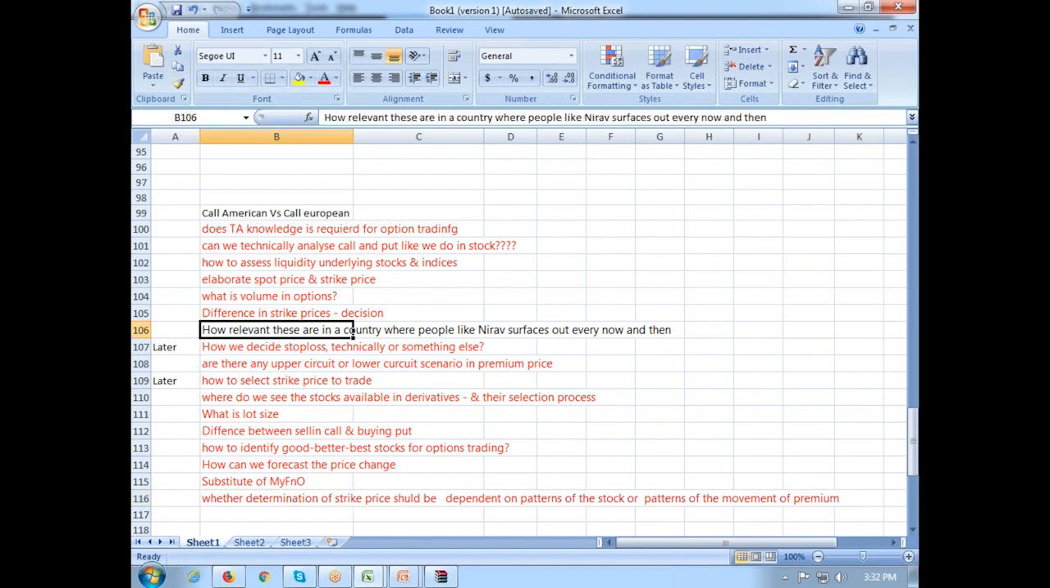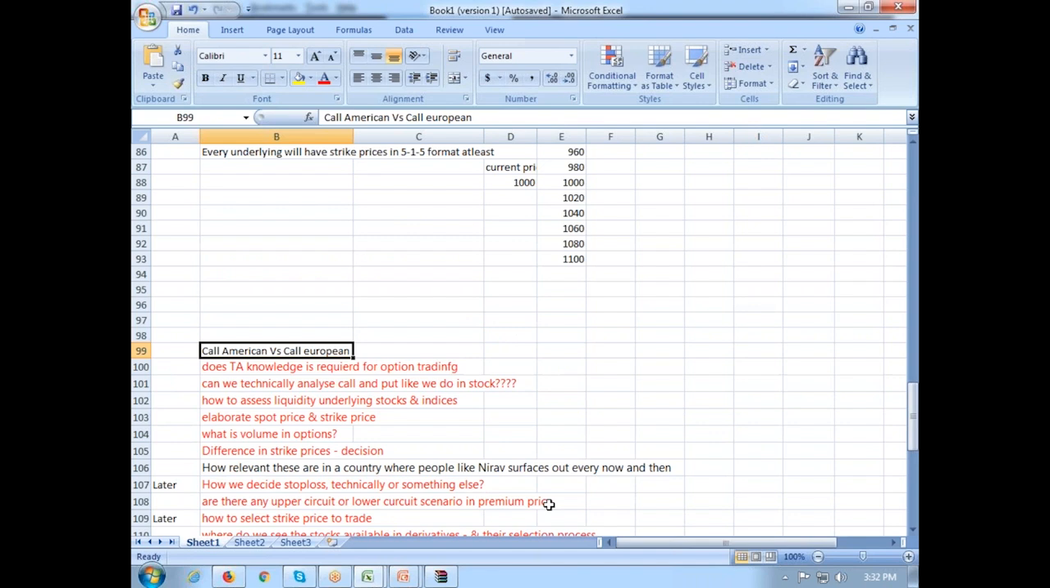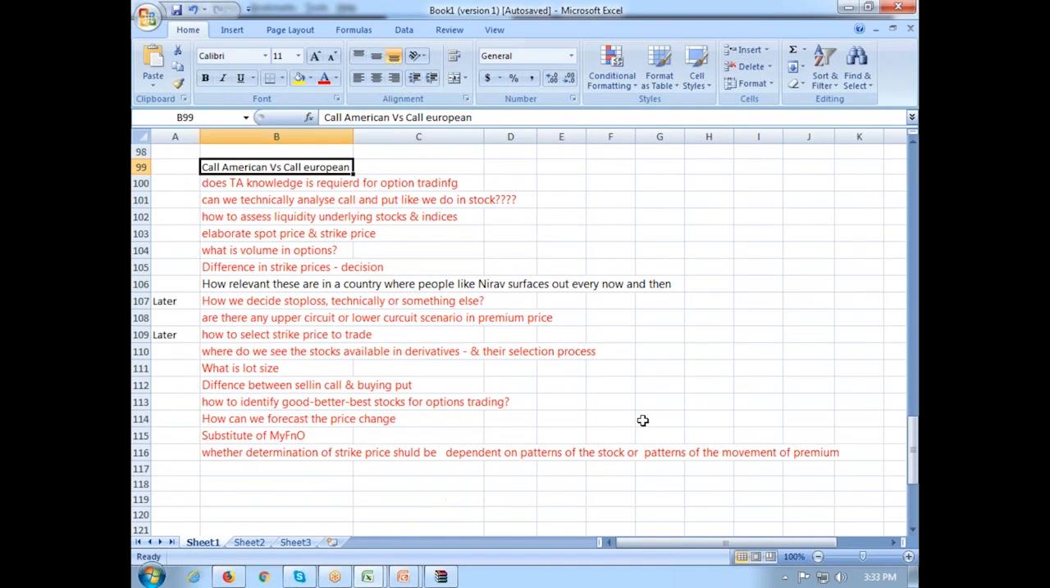How relevant are call American versus European? First, let me handle this. Call American versus European. None of the Indian contracts are American. Everything is European, and everything is cash settled. None are delivery settlement. European versus American: in an American contract, you can exercise the contract any time you want. In a European contract, the exercise can happen only on the date of expiry.